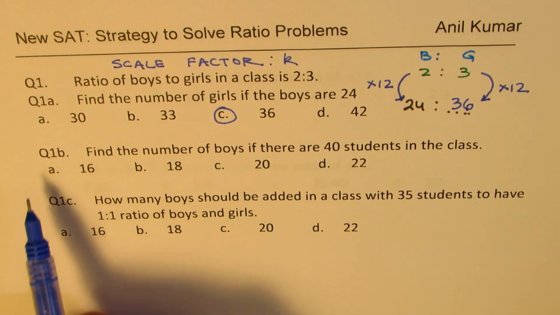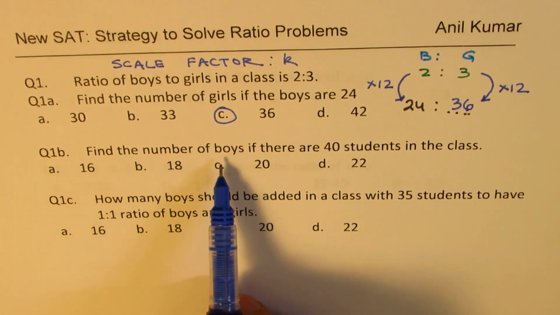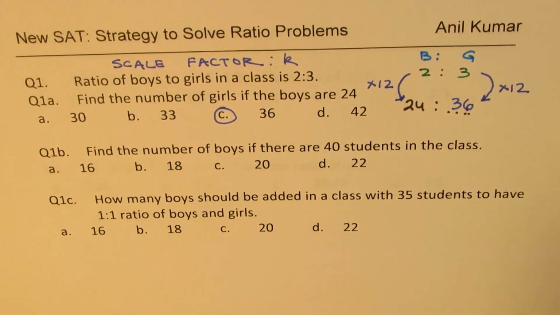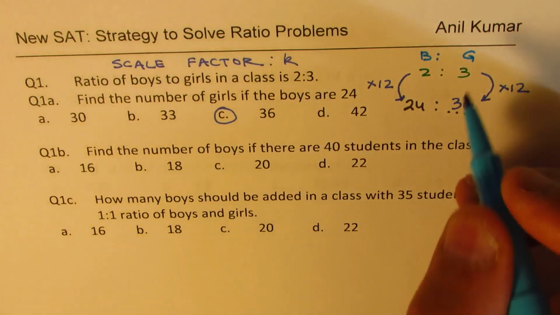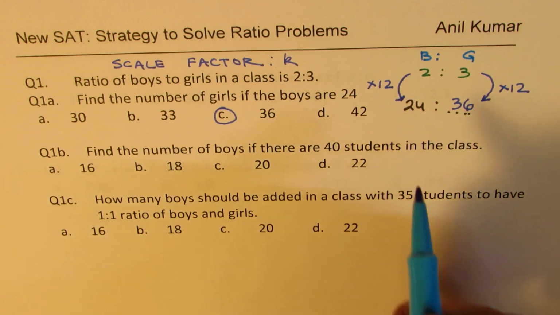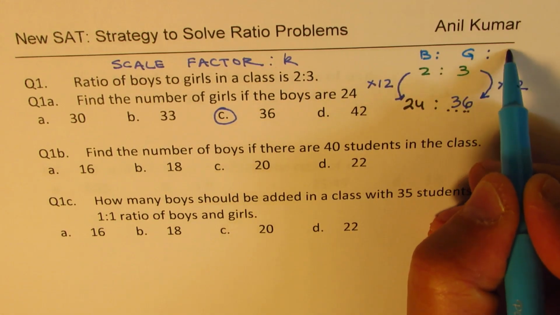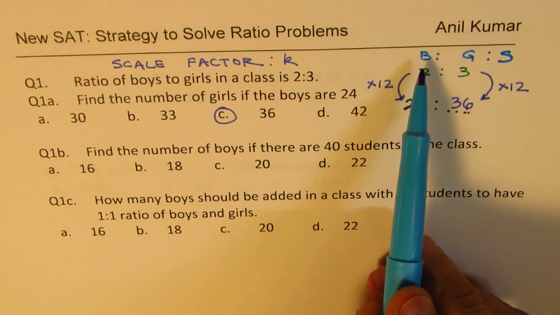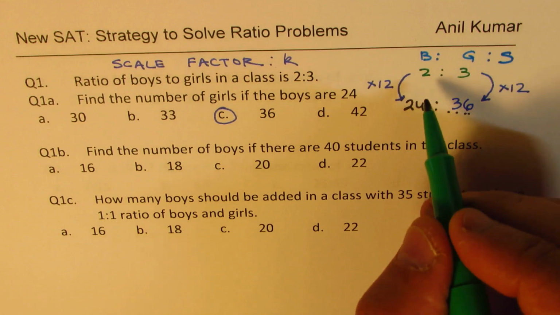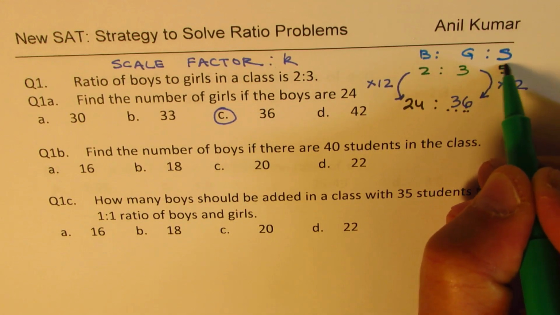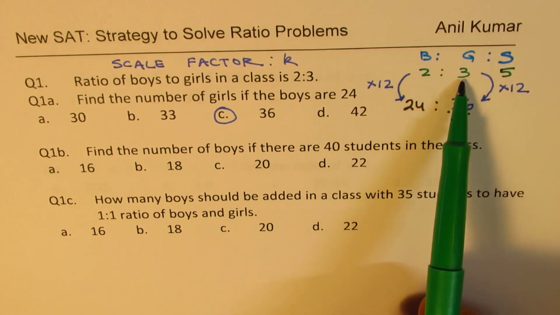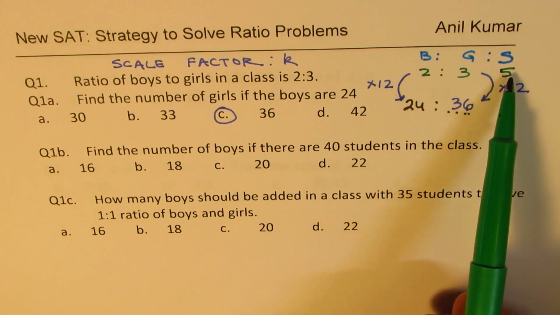Perfect. Question 1b. Find the number of boys if there are 40 students in the class. Well, we were talking about boys and girls. Now we are certainly talking about students. That means the question has changed a bit, right? So we have now here, let us say S for students. Now if the ratio of boys and girls is 2:3, then what is the number of students? Well, let's add them up and we get 5. So that means for every 2 boys, there are 3 girls, and in all, total number of students will be 5.